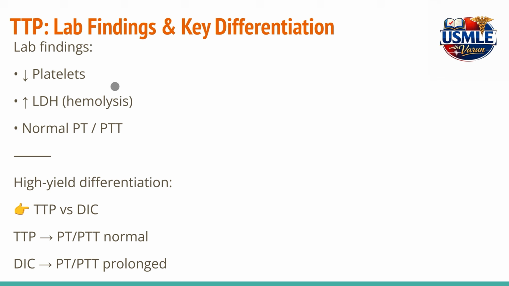In TTP, the platelet count is low and LDH is elevated, along with a reduced haptoglobin level. Then there's normal PT and normal APTT, and this helps us differentiate between TTP and disseminated intravascular coagulation, where they're just prolonged.